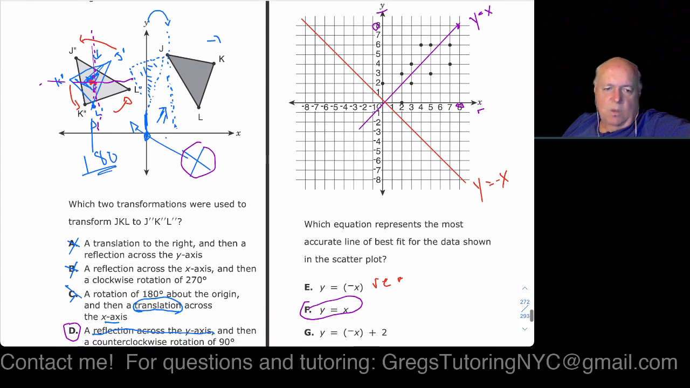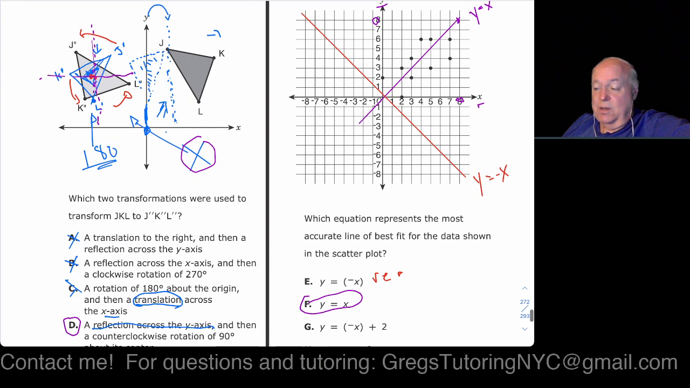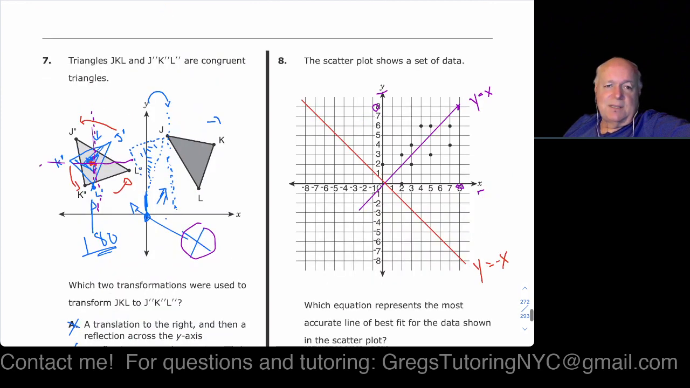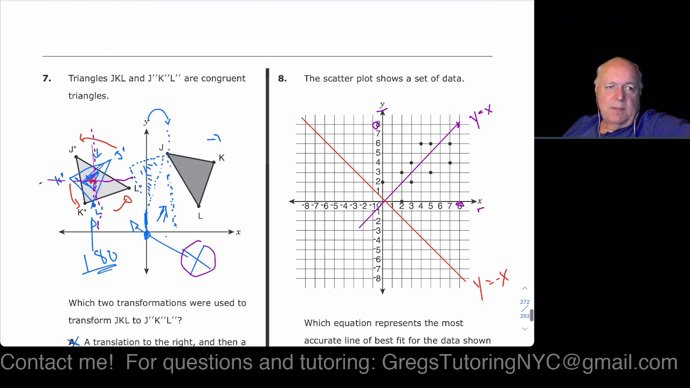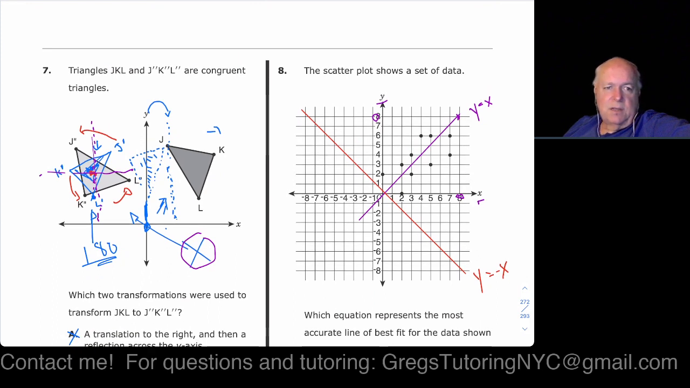G is y is equal to minus x plus 2. So that means it's the same, but it's 2 higher. So let me get a color similar to red. I'll do fuchsia. And it means that it's going to hit right here. So we need to basically go one higher? So this is y is equal to minus x plus 2.